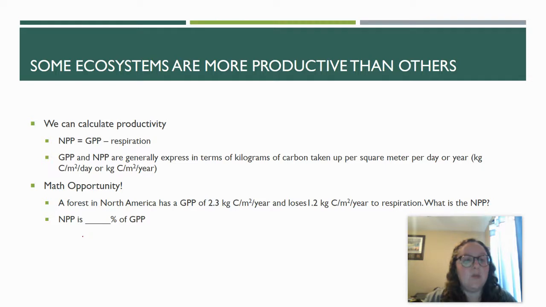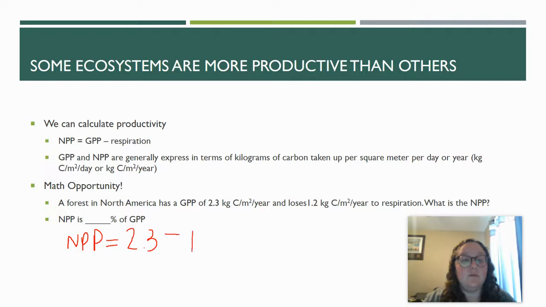Whatever. Okay. So our NPP, here's what we know. Our NPP is going to be the GPP, which I can see here is 2.3. Please forgive me for not writing the units because this is taking forever.